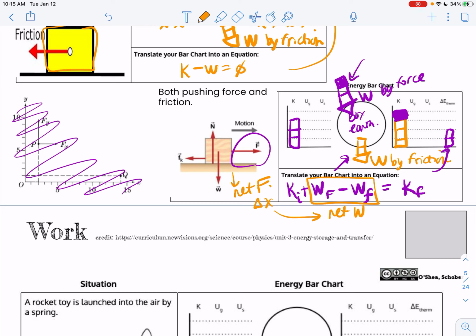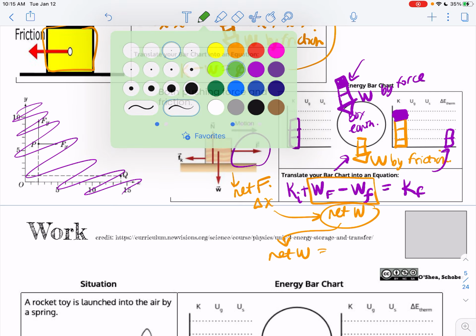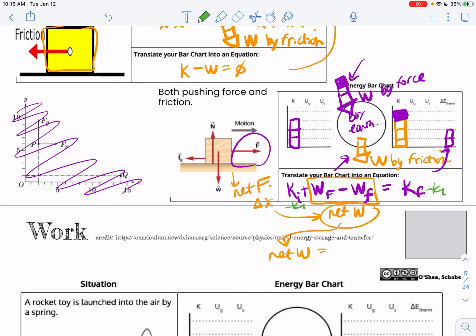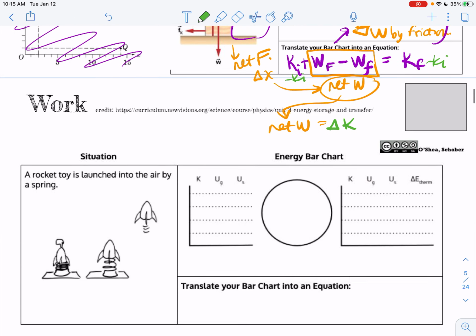Right, and then here you can see, we'll talk about this a little later, which I don't love, but basically what you're doing here is you're saying this net work done, and then if I subtract this kinetic energy off both sides, that is the change in the kinetic energy, which totally makes sense, right? I'm going to get one extra box out because I had one extra box of net work, okay? All right, let's stop that one, I think.